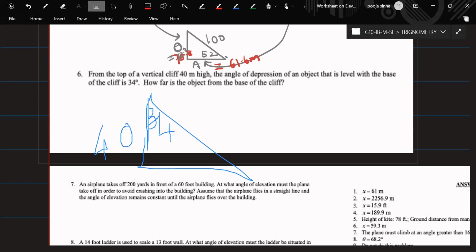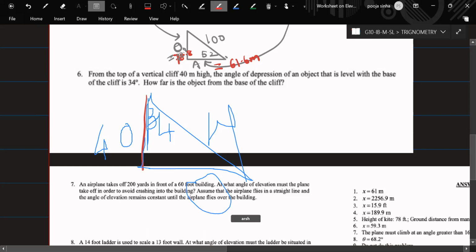Miss, here we're trying to find the hypotenuse. From the top of a vertical cliff, 40 meters high. All right, so this is 40 meters high. The angle of depression of an object that is level with the base of the cliff. We'll use cos. Cos 34 equals 40 upon h. So we'll have h equals 40 upon cos 34. Arivi, can you calculate that?